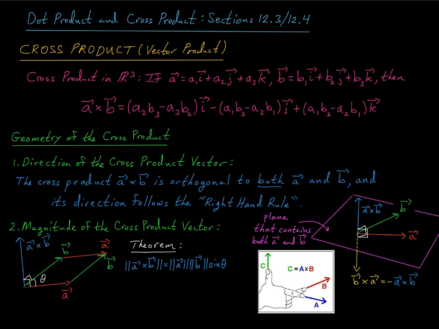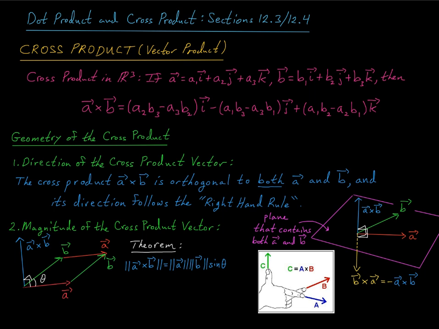I've drawn our vectors A and B here, and here's our cross product vector following this right-hand rule. I've also included this vector in red, which is just A translated, and this vector in green, which is just B translated. In other words, I'm looking at this parallelogram formed by the vectors A and B.